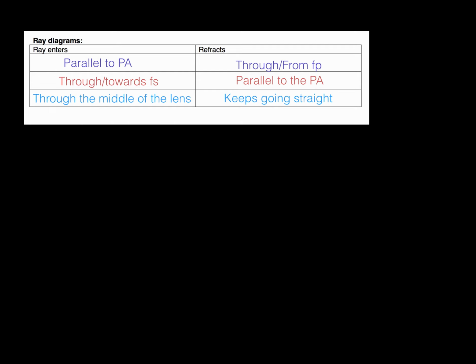We draw ray diagrams to determine the properties of the image when the object is placed at particular places in front of a lens. To draw a ray diagram, you draw 3 different rays. The first ray comes in parallel to the principal axis, and it refracts from or through the primary focus. The next ray comes in through or towards the secondary focus, and it refracts parallel to the principal axis. The third ray comes in through the middle of the lens, and it keeps going in a straight line.